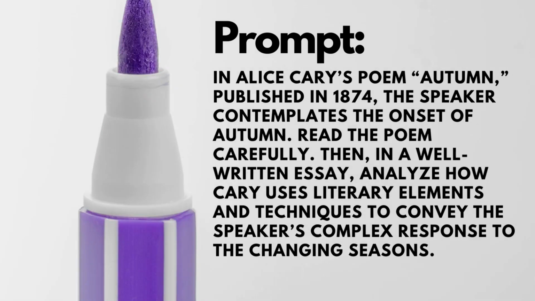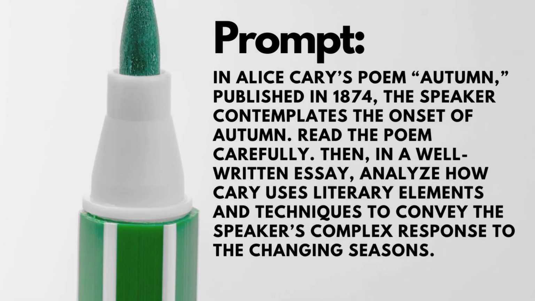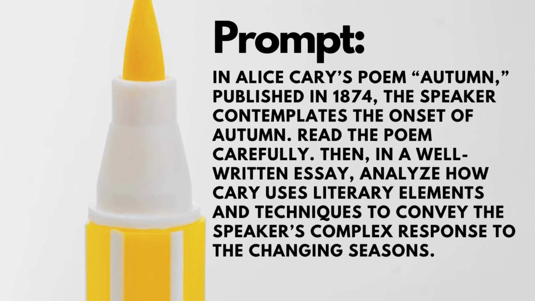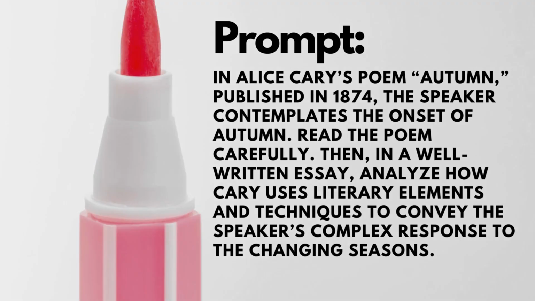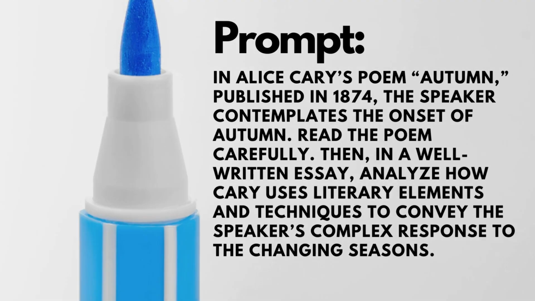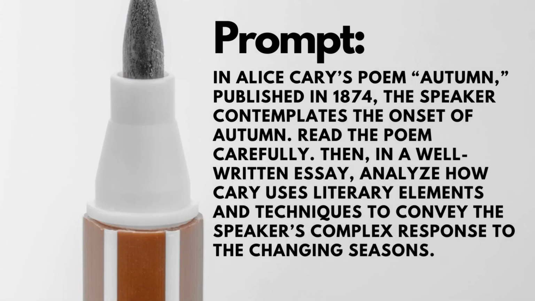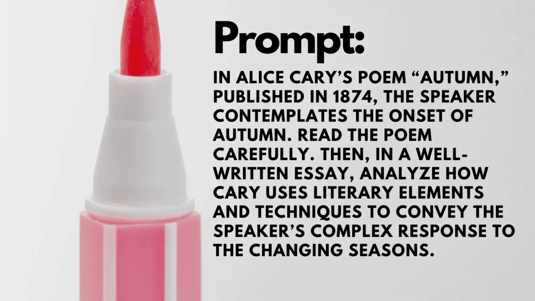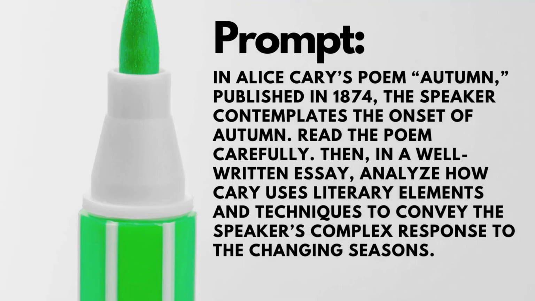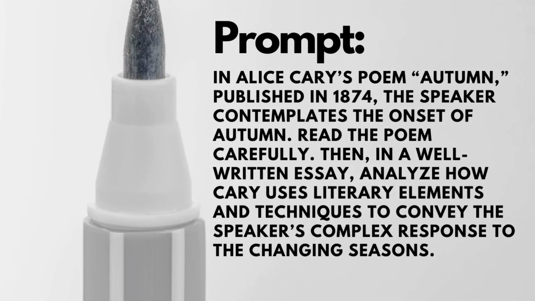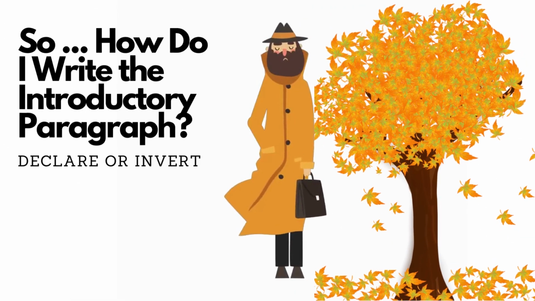In Alice Cary's poem Autumn, published in 1874, the speaker contemplates the onset of autumn. Read the poem carefully, then in a well-written essay, analyze how Cary uses literary elements and techniques to convey the speaker's complex response to the changing seasons. Well, all right, that's perfectly doable. That makes pretty good sense, but we have a question immediately out of the gates.